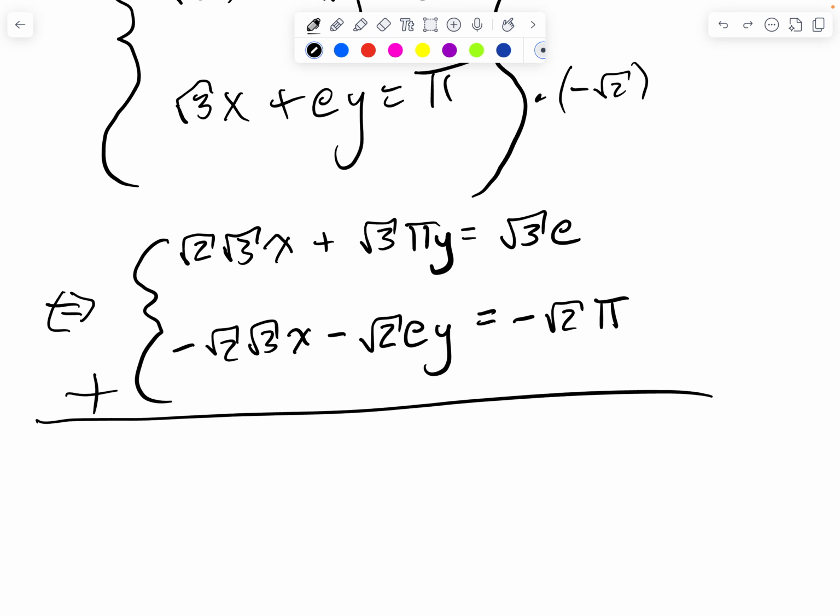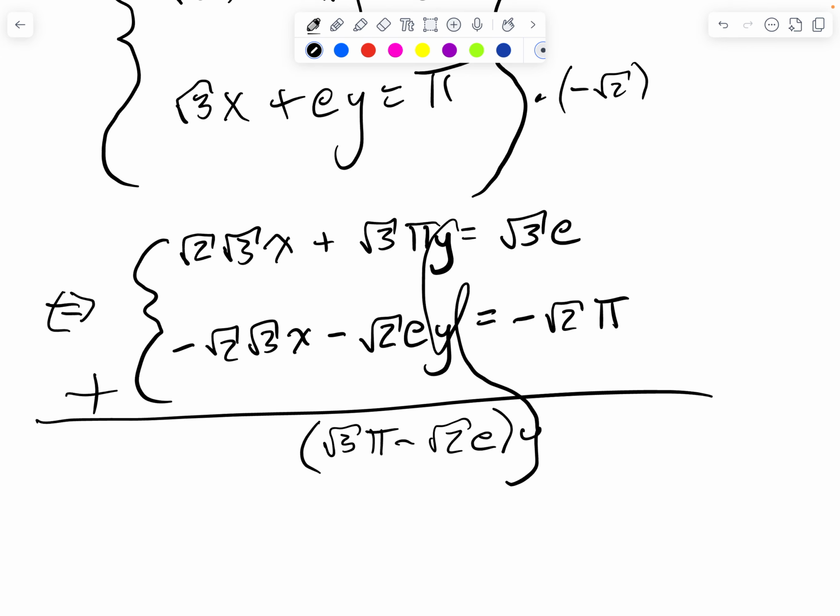Those go away, and here, what do I have? Ew, that's kind of ugly. If this was just the number 2 and this was just the number 3, it would be 2 minus 3y, right? This is just a number. That's its name. How many y's do we have? We have this many y's minus this many y's. That's how many y's we have. I just factored the y out.